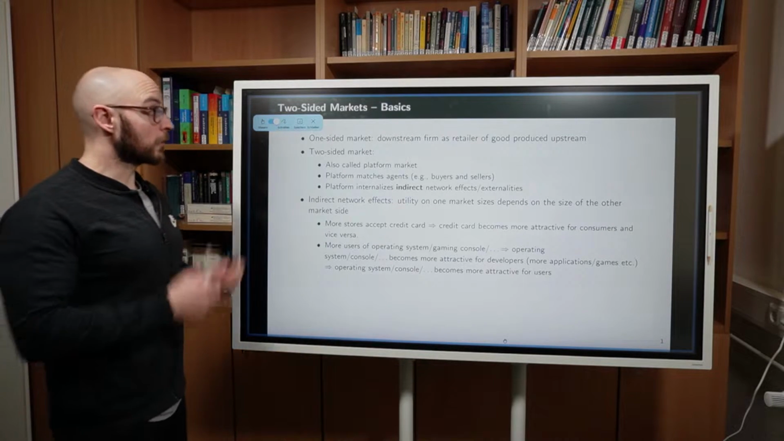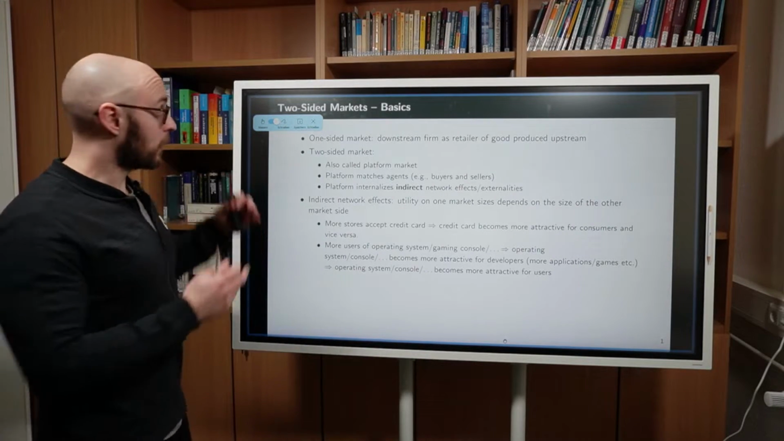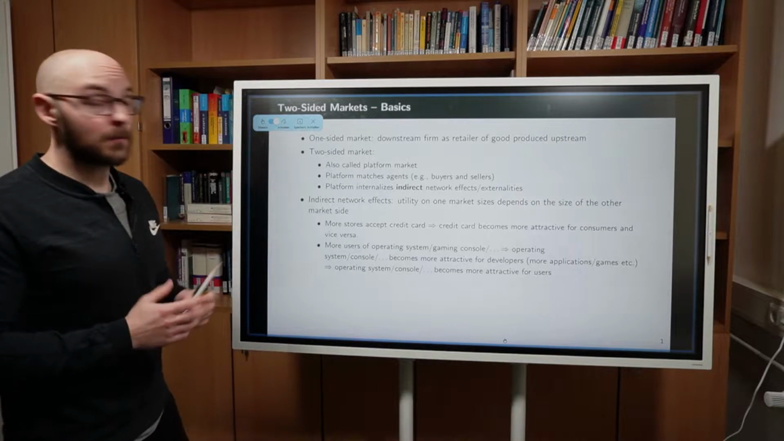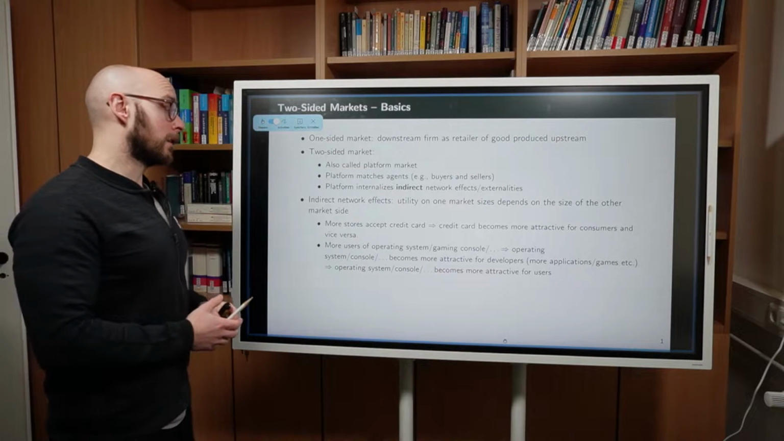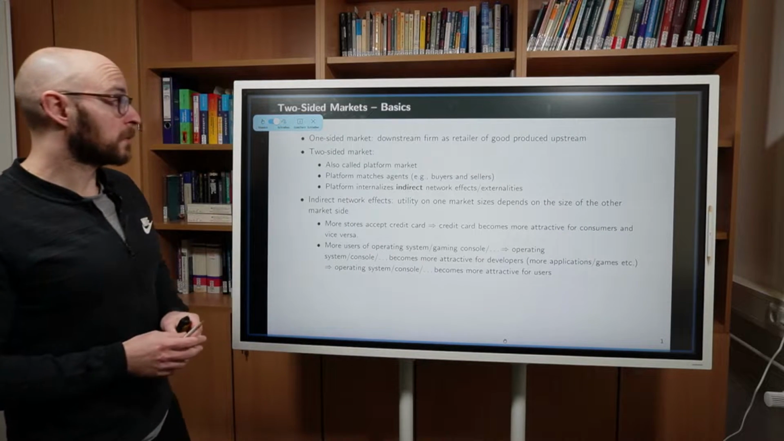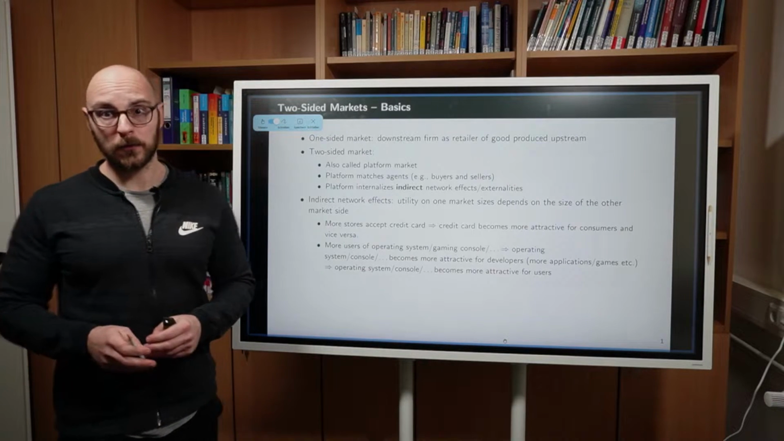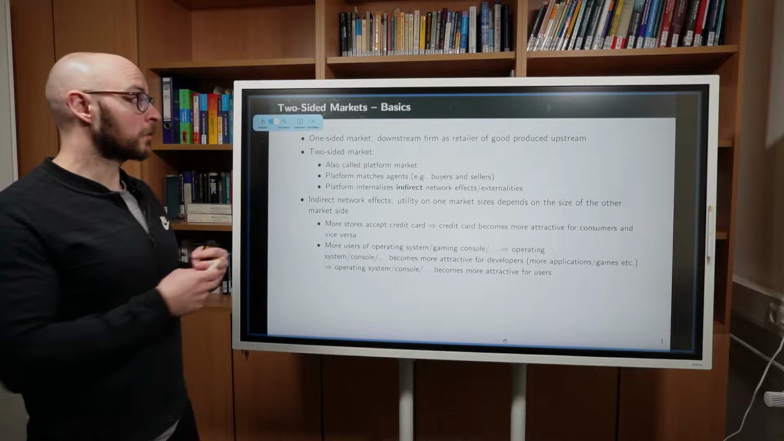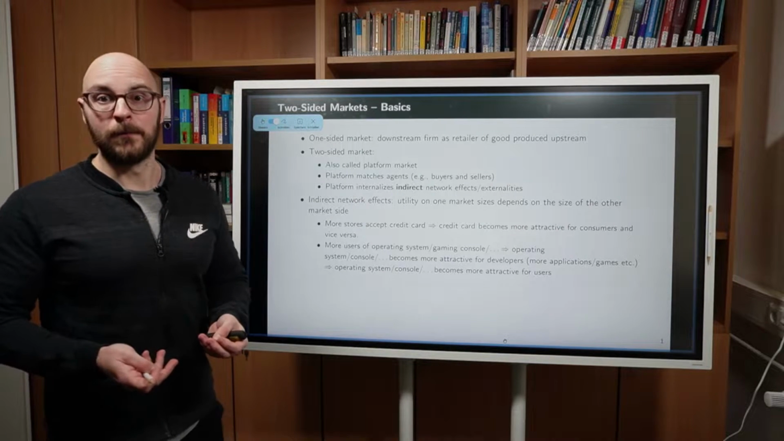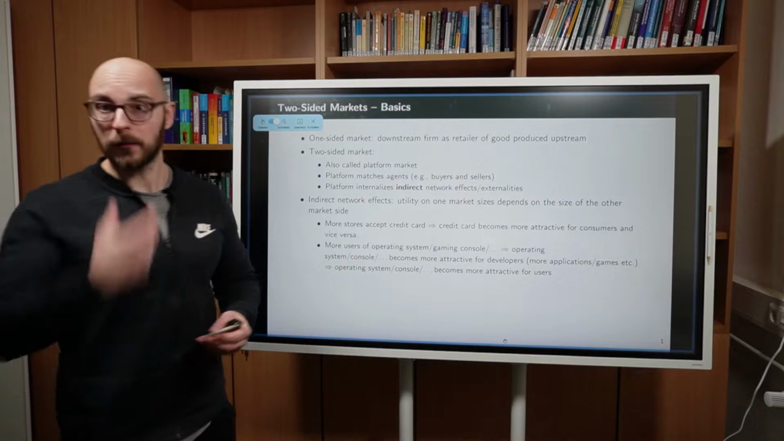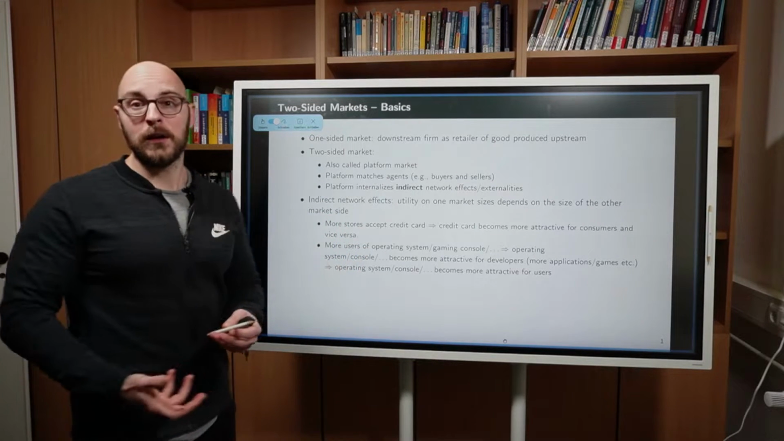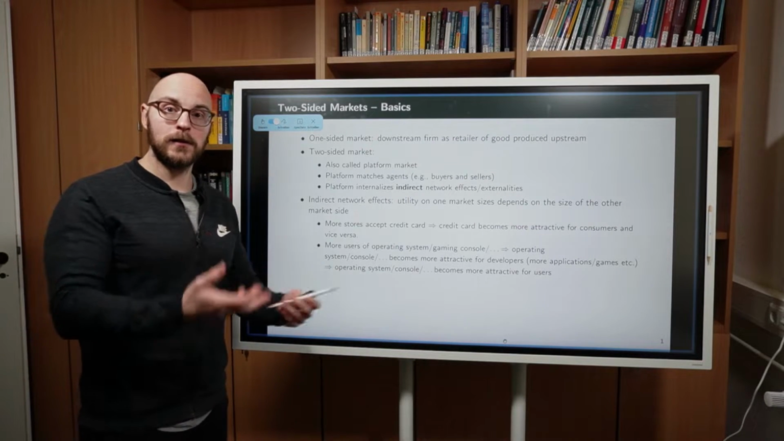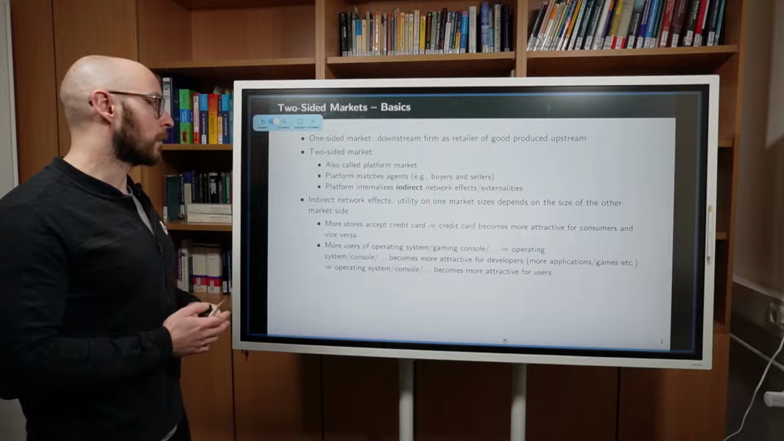In order to understand what a two-sided market is, it makes first of all sense to talk about a one-sided market. A one-sided market is something that we have been analyzing throughout the course when we have been talking about upstream and downstream firms. So it was basically a situation where we had a retailer of a product that was produced by an upstream firm, right? So an upstream firm produces a t-shirt, it delivers the t-shirt to a retailer, and the retailer sells the t-shirt to the consumer. That would be a one-sided market.